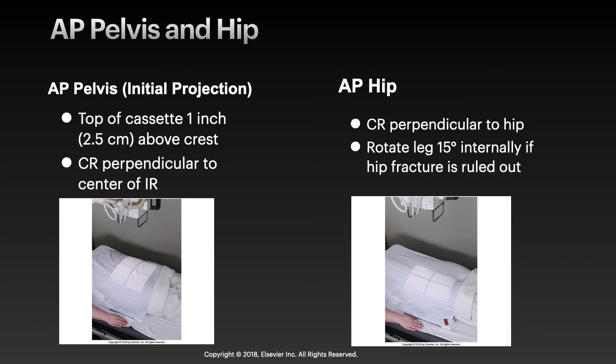AP pelvis and hip. AP pelvis, the initial projection. Top of the cassette 1 inch above the crest. CR perpendicular to the center of the IR. For an AP hip, CR is perpendicular to the hip. Rotate the leg 15 degrees internally if hip fracture is ruled out.